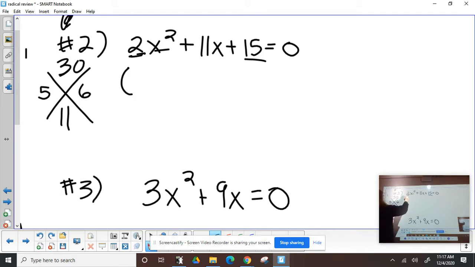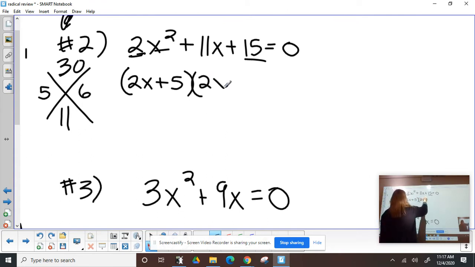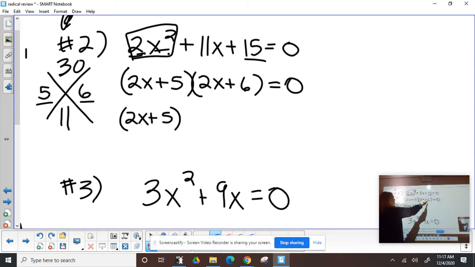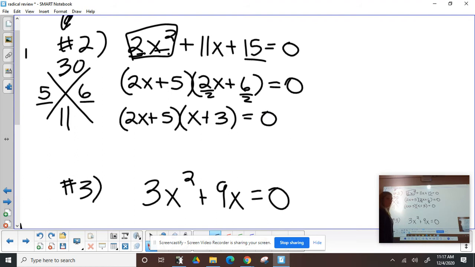So now I break up the A value as 2x plus 5, and 2x plus 6 equals 0. And the 5 and the 6 come from the numbers here. So I just take the A value completely with the 2x and the 2x, and then add 5 and 6 to each of these. Then I look at each parenthesis. The 2x plus 5 can't be reduced anymore, so I leave it. The 2x plus 6 can be reduced by the number 2. So I'm left with x plus 3 equals 0. And that's how you factor.